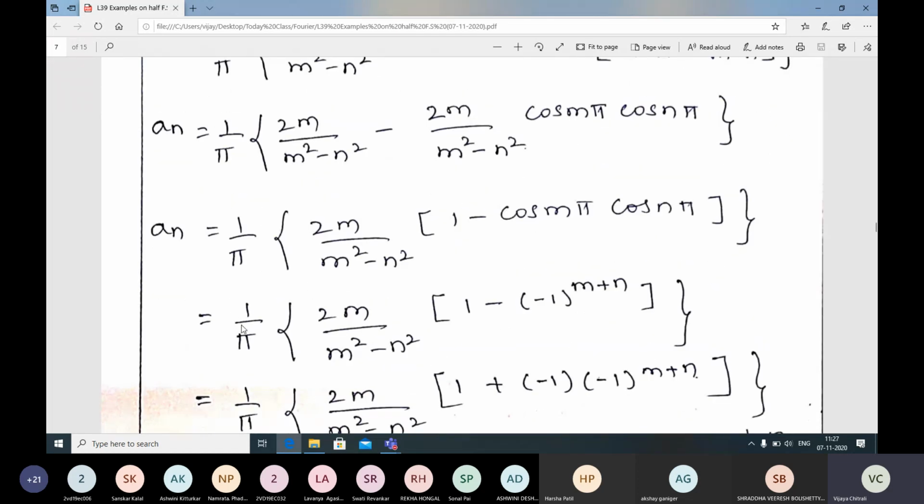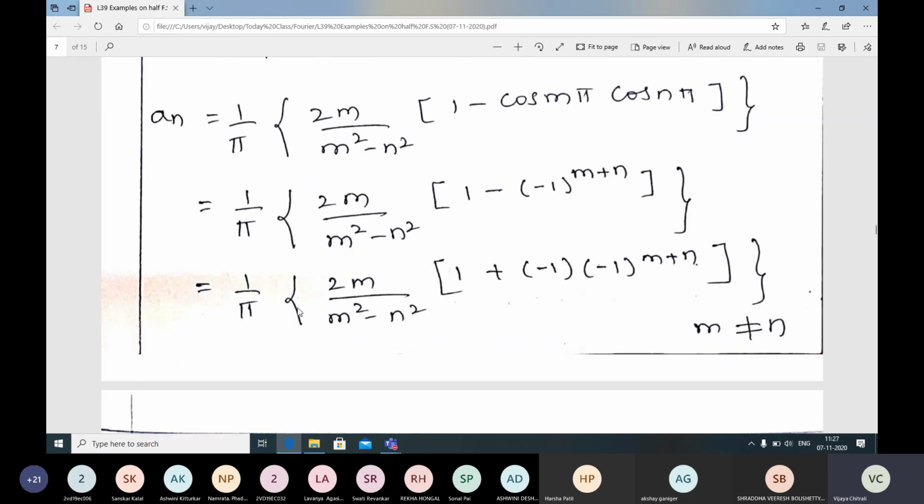So 1 upon pi, 2m divided by m square minus n square, minus, here cos m pi is minus 1 raised to m, cos n pi is minus 1 raised to n. So base is same. So minus 1 raised to, here powers are added, minus 1 raised to m plus n, right? So again this 1 by pi as it is, 2m divided by m square minus n square as it is, 1 is also as it is. This minus I will write as plus of minus 1, because plus into minus will be minus.